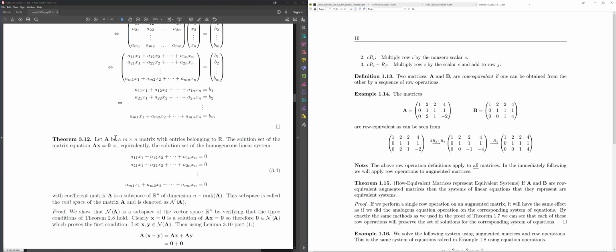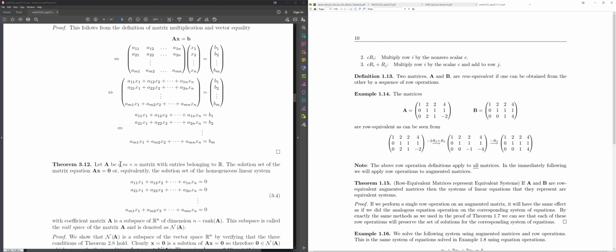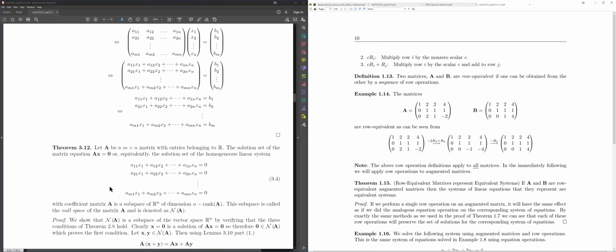So if I have an m by n matrix here, I want to consider the matrix equation Ax is equal to 0, and the set of solutions of this matrix equation. Equivalently, you could just multiply everything out. If you have Ax is equal to 0, you multiply it out and you get a system here. So multiplying out this matrix equation gives me a homogeneous linear system. It's homogeneous because your right hand side is a 0 vector, which means I have zeros on the right hand side here. So we have the solution set of this matrix equation, or equivalently the solution set of this linear system.